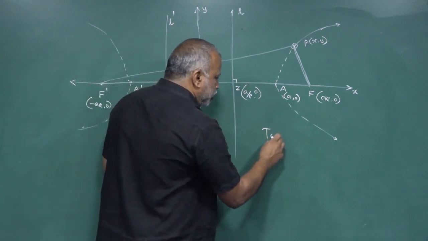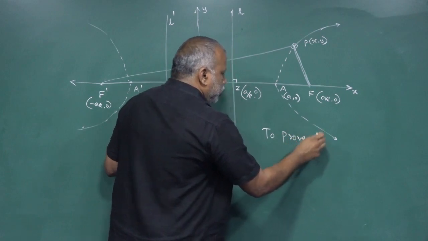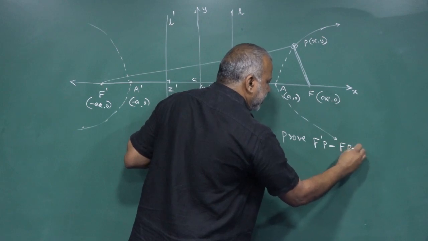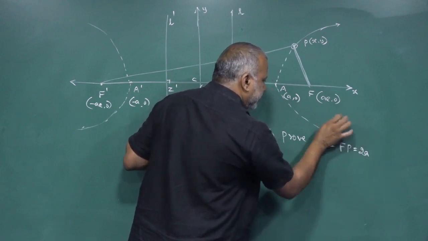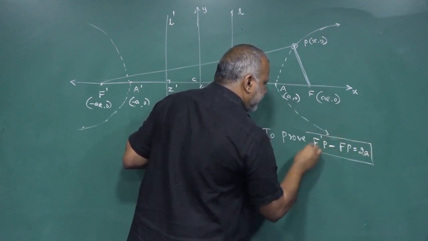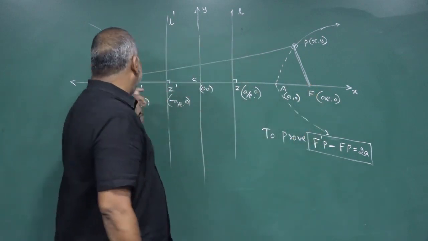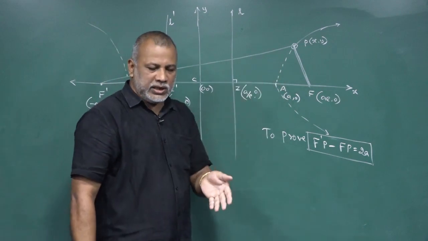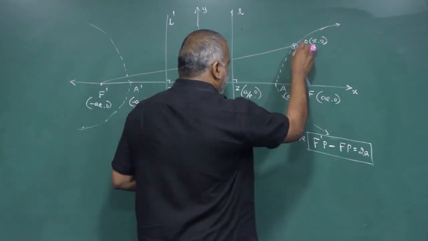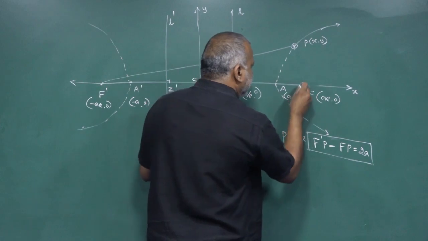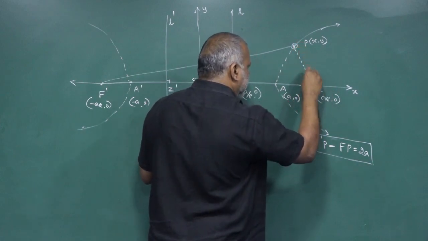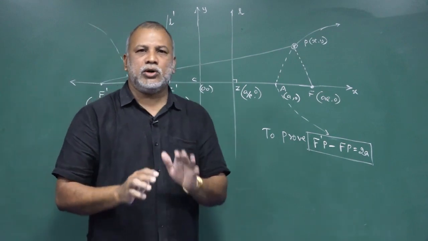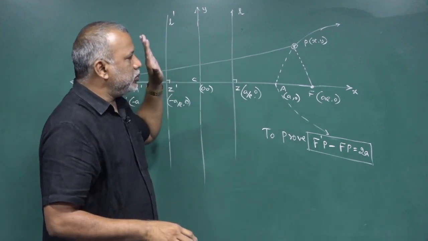So now we are going to prove F dash P minus FP equals 2a. This is the logic we are going to prove. F dash P is a focal distance, and FP is also a focal distance. Therefore, we are going to prove the difference of the focal distances, so we use the absolute value. Absolute value means take the positive result only. So now we are going to prove it.